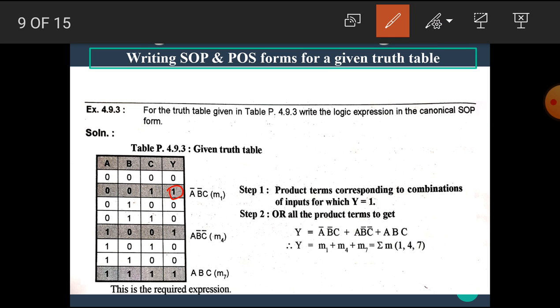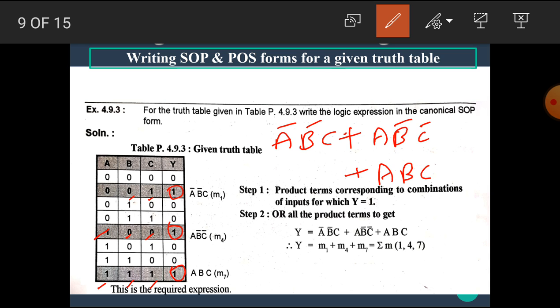For this one, we have the combination A is equal to 0, that means A bar. B is equal to 0, that means B bar. C is equal to 1, that means C. This is our Y1. Plus the next one is A is equal to 1, that means A. B is equal to 0, that means B bar. C is equal to 0, that means C bar, plus the next one is A is equal to 1, that means A. B is equal to 1, that means B. C is equal to 1, that means C.